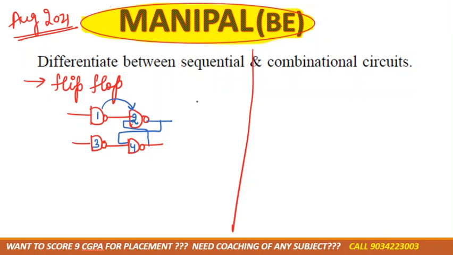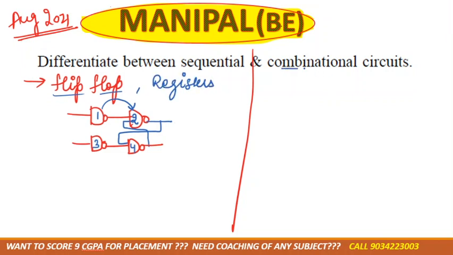Then again, if we use a JK flip-flop or master slave JK flip-flop, then also in that case the output of one becomes the input of another. So this is the sequential circuit. So the best example for that is flip-flop, or we can say register.